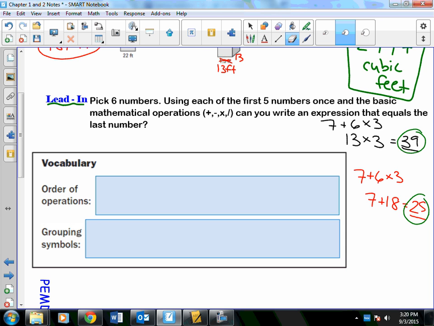So in math, we've determined an order in which we're going to apply the operations, and that order is we're going to do parentheses first, because we're implying grouping that those should go first. Those are important. Then we have exponents.